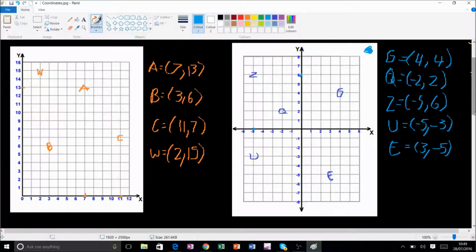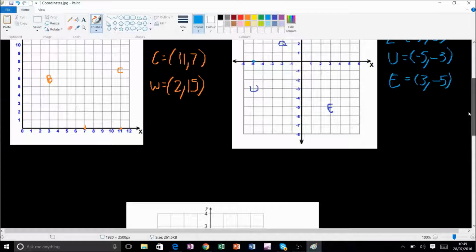Okay, so that is it for when we have the negative quadrants as well as the positive quadrants. You can see that it's not that hard at all. We're still doing the same thing, which is we always go across first and then up or down, depending on where your point is or what you're trying to find.